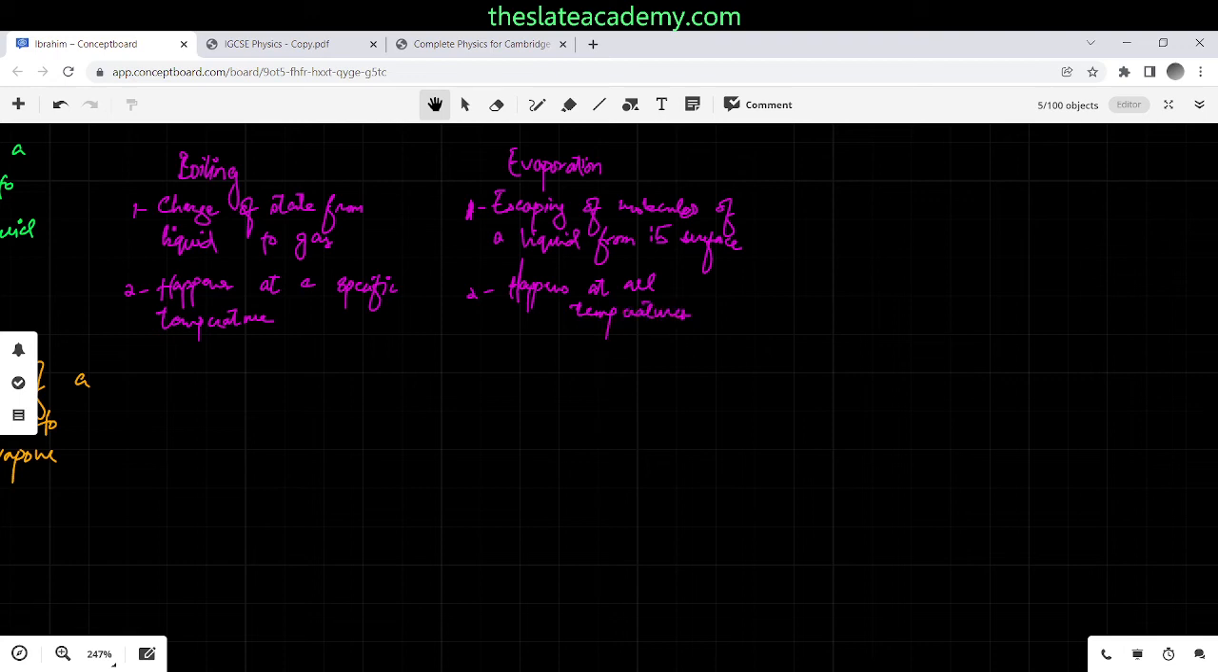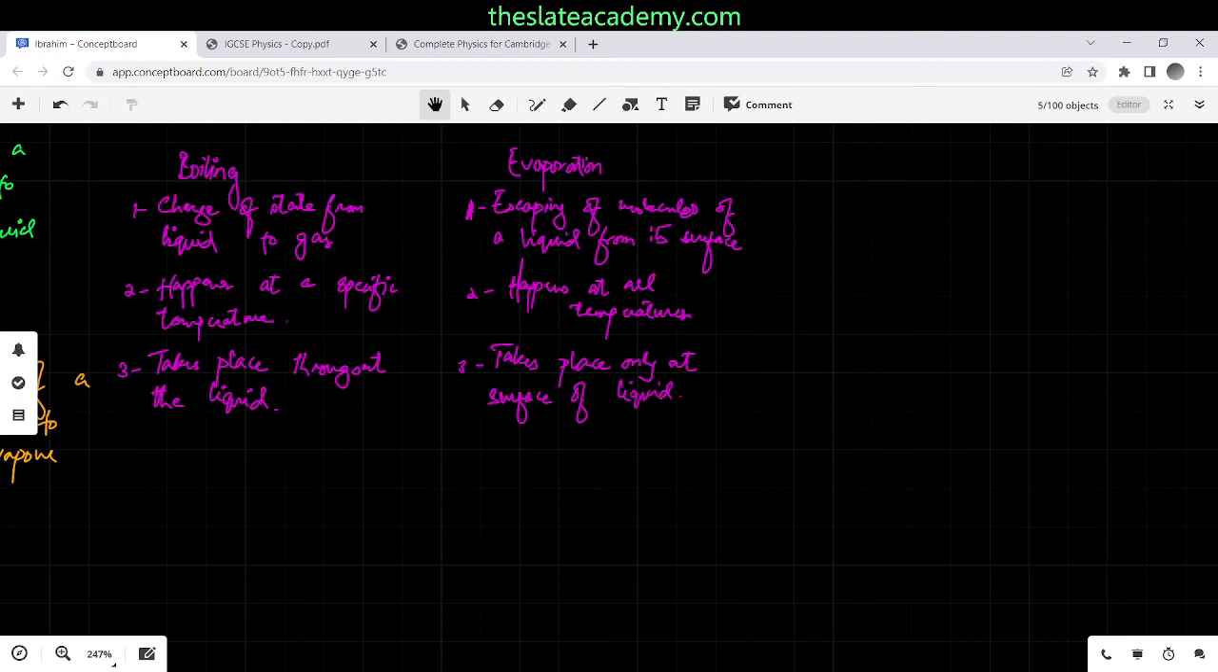Okay, any other difference? Evaporation takes place only at the surface of the liquid. Done?